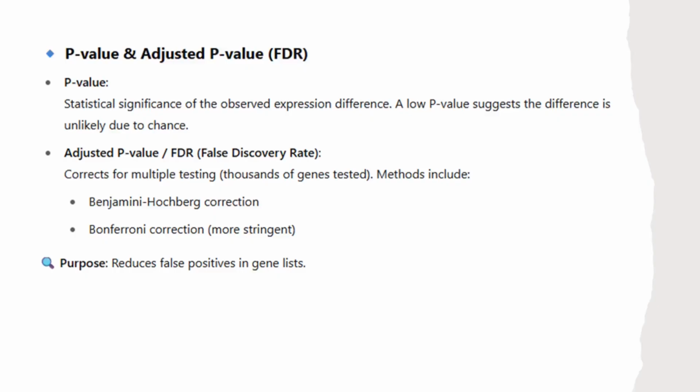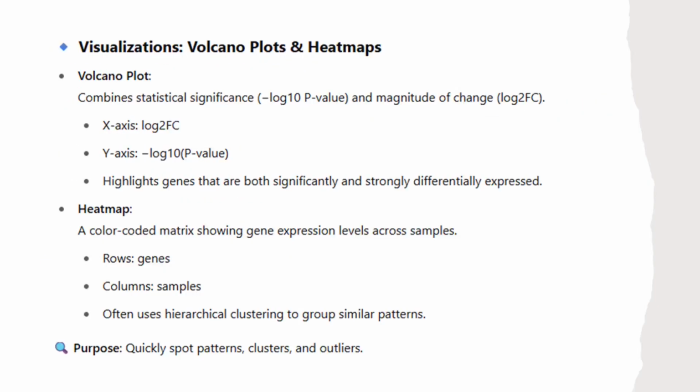The fourth important thing is data visualization. Given the vast number of genes analyzed, visualizations are essential. Two commonly used plots are volcano plots, which highlight both the significance and magnitude of expression changes, and heat maps, which reveal expression patterns across samples. These visualization tools help to interpret complex data or results at a glance.